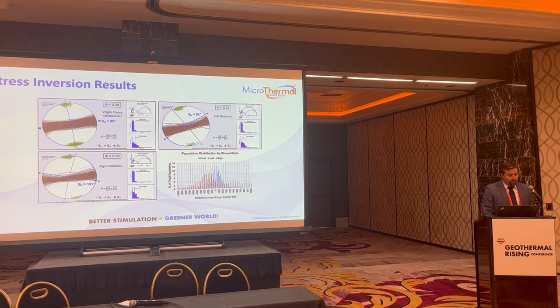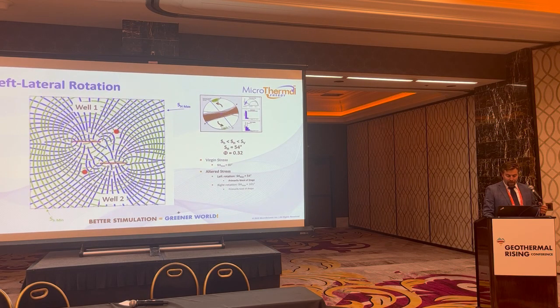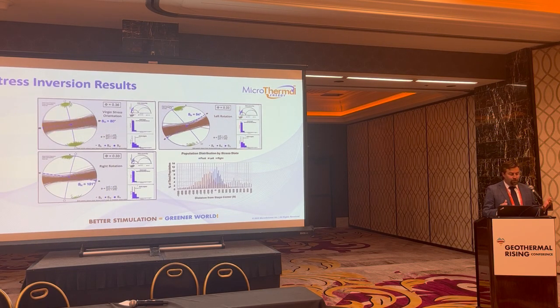And so for most projects, we'll get a virgin stress state, but then there'll also be some rotations going on. So we're showing both a left lateral rotation, so SH max is rotating counterclockwise, and then there's also a right lateral rotation. And we see that phi is being reduced from 0.36 down to about 0.33.